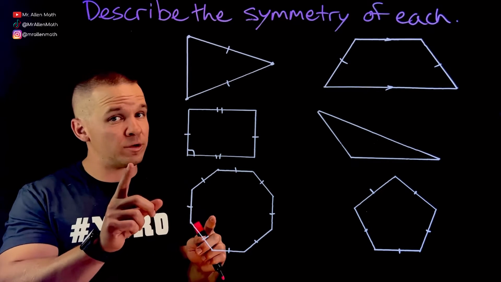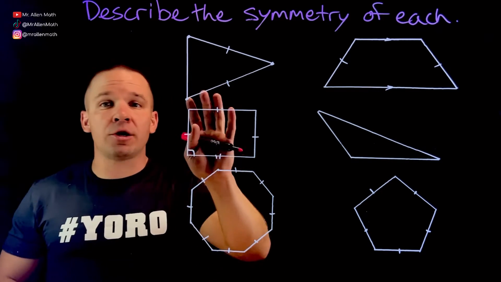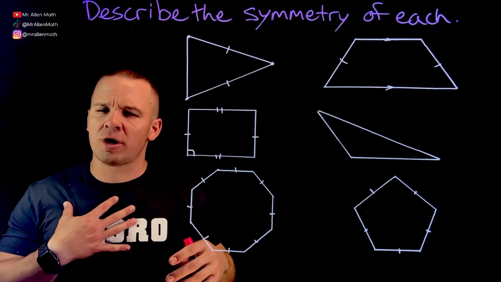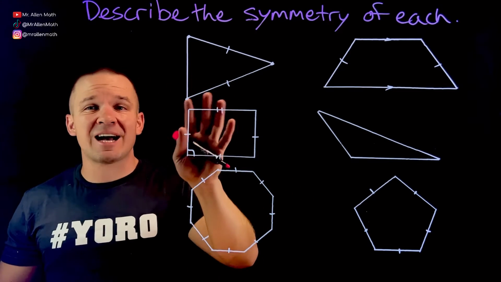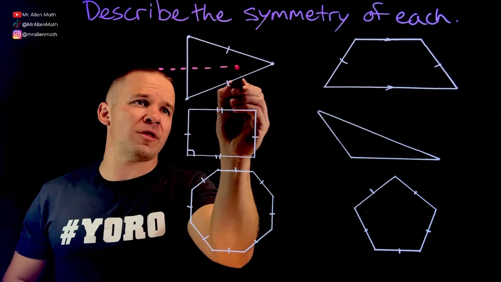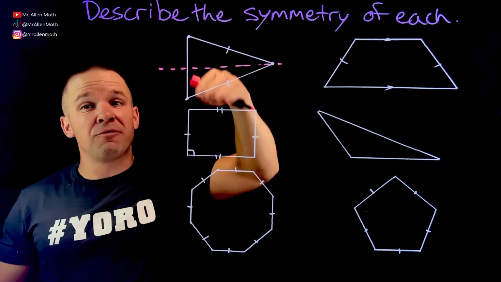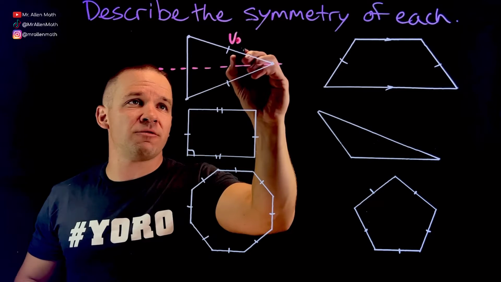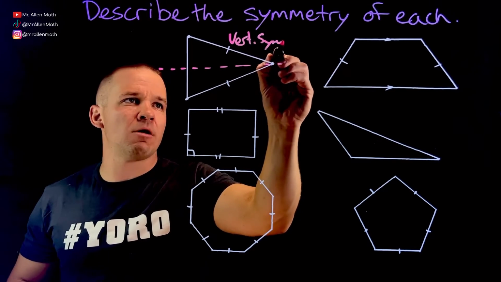And you can have more than one type of symmetry, okay? So I've got congruent marks on a lot of these things because I wasn't necessarily drawing them perfect, but it looks like we have an isosceles triangle here. So I know that this is going to fold over that line right there. So that's going to be vertical symmetry, okay? So vertical symmetry. All right.